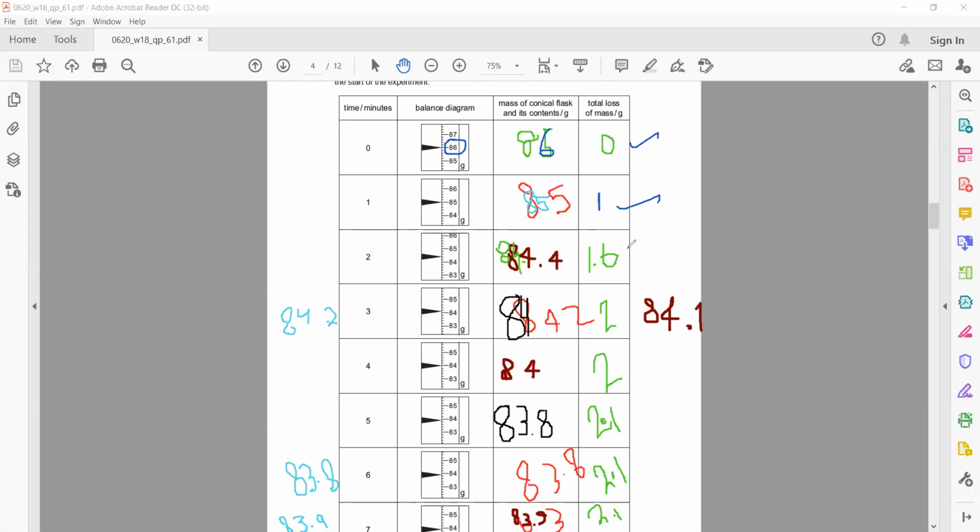So it's 0, then 1, 1.6, 2, 2, then 2.1, then 2.1. So there's the overall change in the mass, the difference. So here the mass remains same. There's no change in the mass. It means that the reaction stopped.